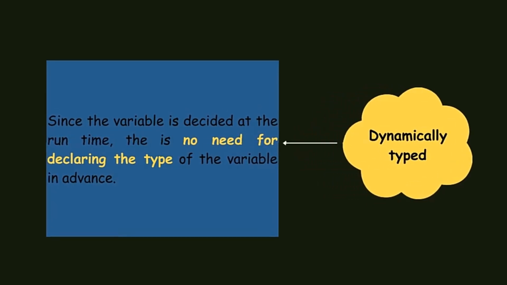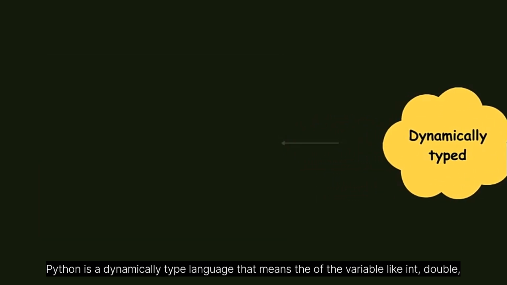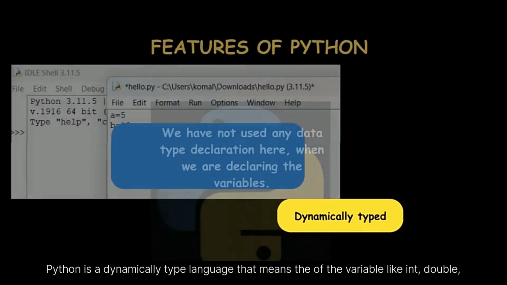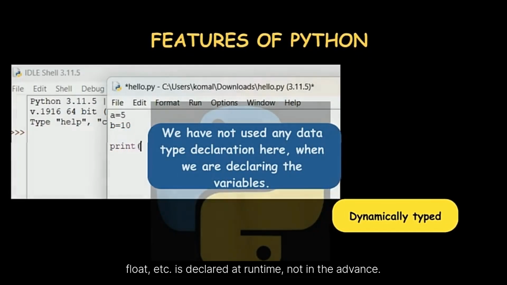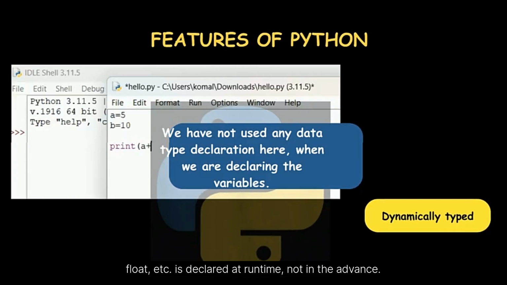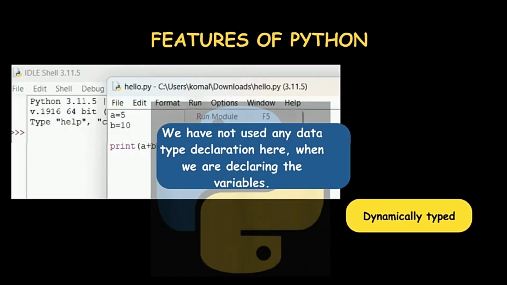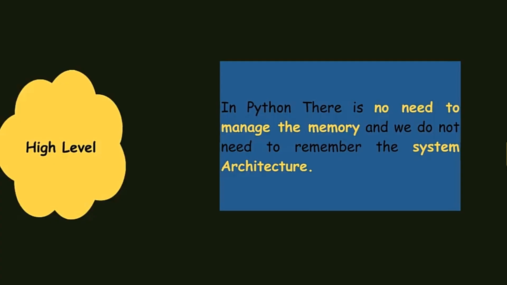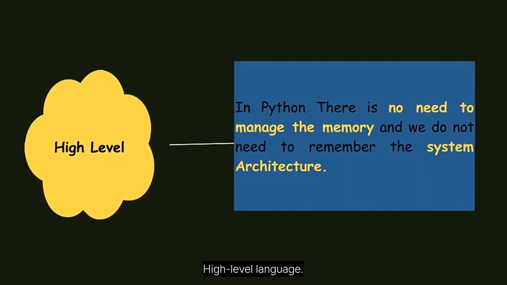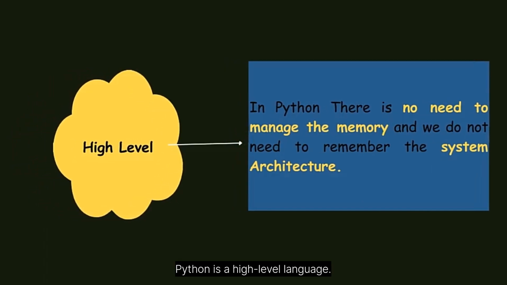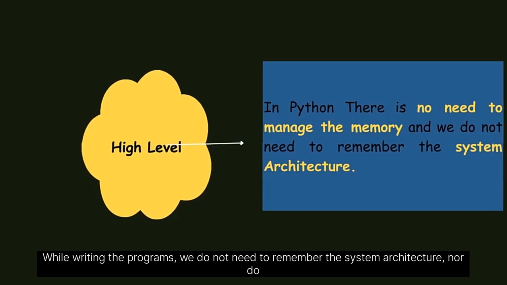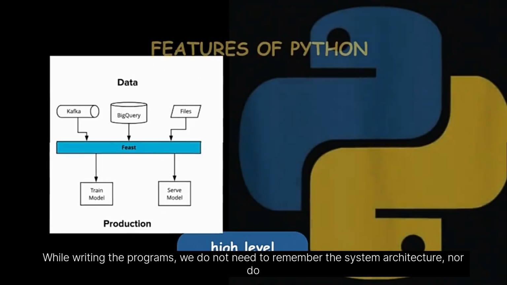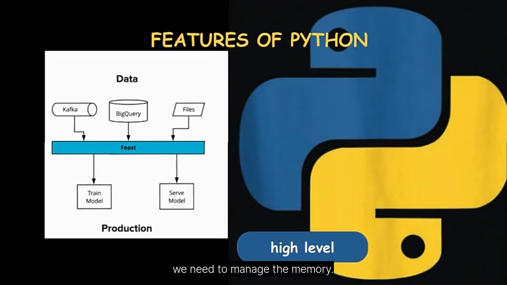Dynamically typed language. Python is a dynamically typed language. That means the variable type like int, double, float, etc. is decided at runtime, not in advance. High-level language. Python is a high-level language. While writing programs, we do not need to remember the system architecture, nor do we need to manage the memory.